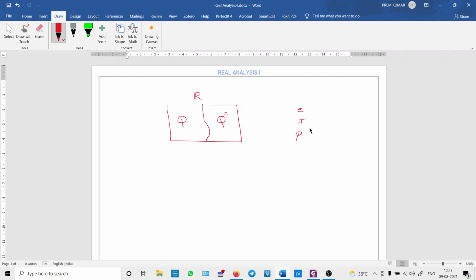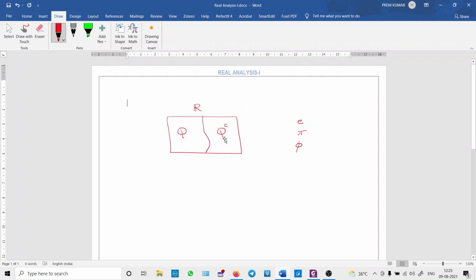Okay, these are some famous irrational numbers we are going to see, and their meaning and their definitions. And what are rational numbers? Any number that is written in the form p by q, a ratio like this, where p and q are integers and q is non-zero.